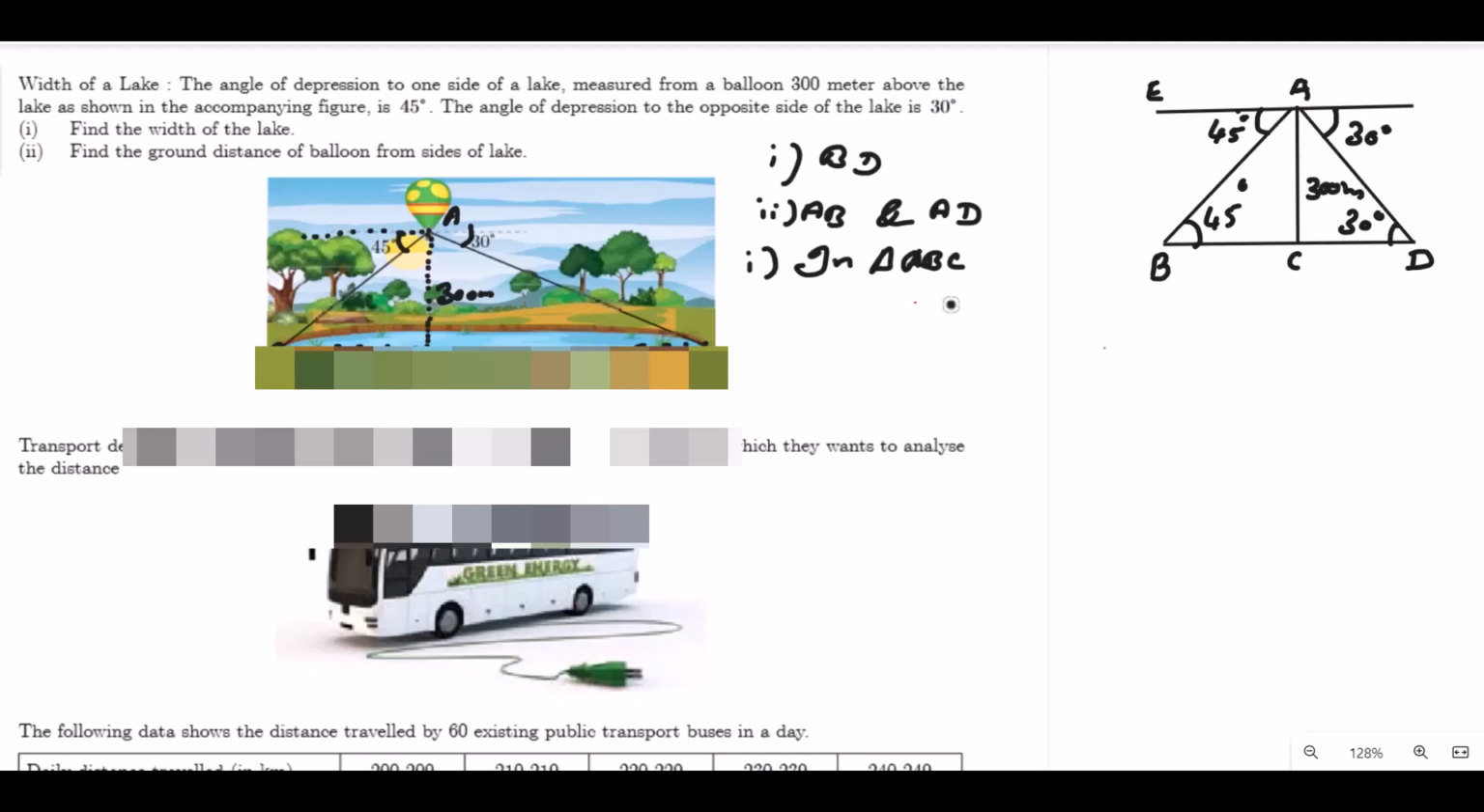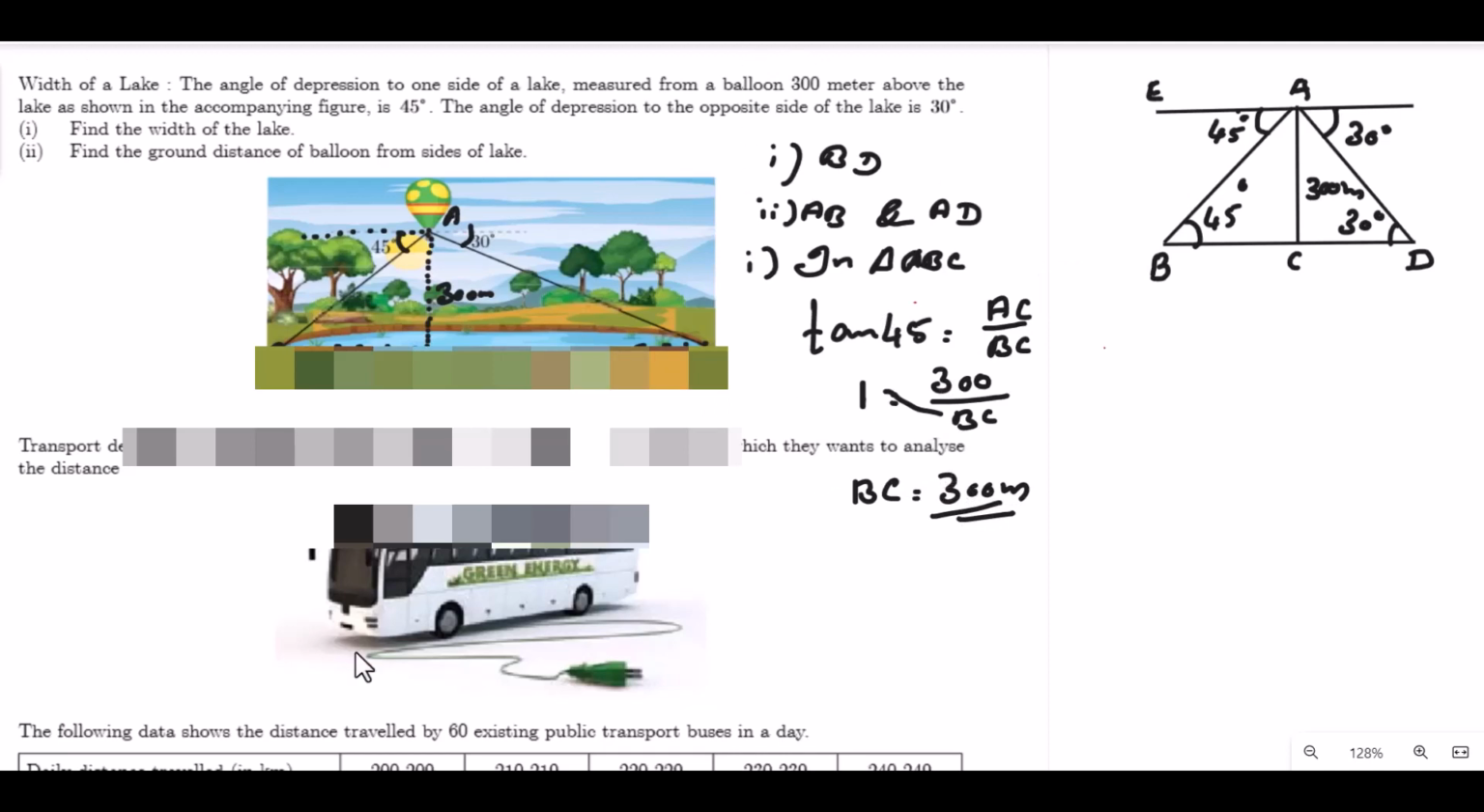So in triangle ABC, tan 45 is equal to opposite divided by adjacent. What is the opposite side? AC, divided by BC. What is tan 45? 1. So 1 is equal to AC, which is 300, upon BC. Now cross multiplication, we get BC into 1 is BC. So BC is equal to 300 meters. The length of BC is 300 meters.